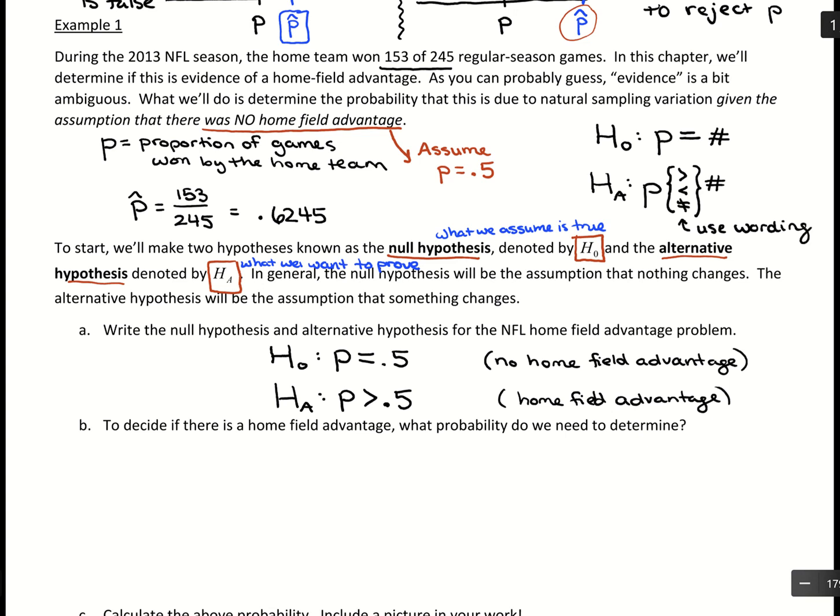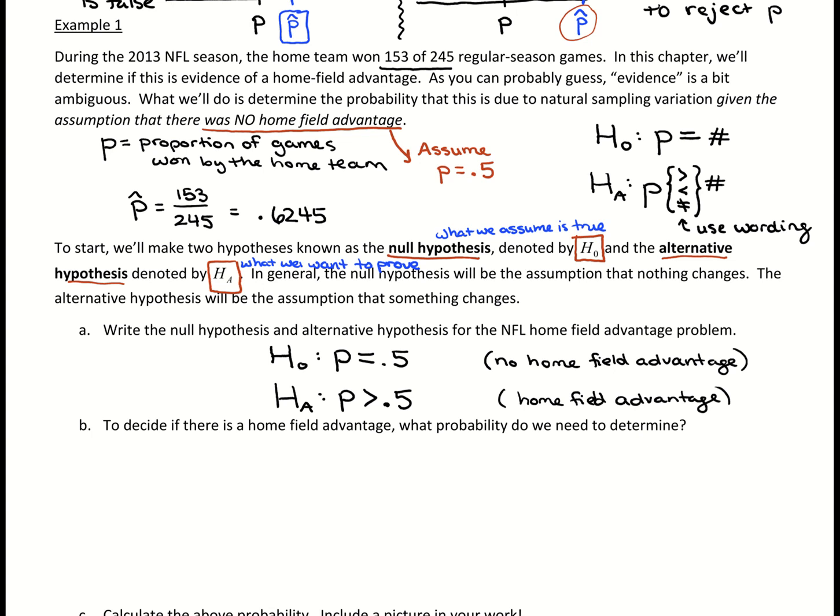So for us, it had to be more than, to show the idea of winning more than 50% of the games. If we were looking into a case of home field disadvantage, like trying to show that they win less than half the games, then we would use the less than symbol. And then the does not equal symbol comes through when we're just trying to show change. If we just wanted to show that it's not 50%, so not necessarily trying to prove that it's larger or smaller, we'd use the does not equal sign.